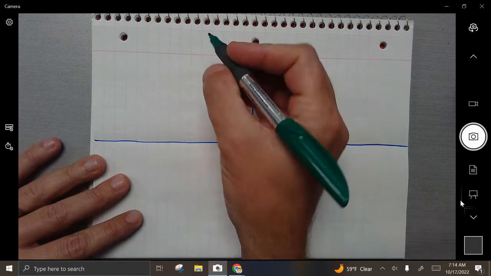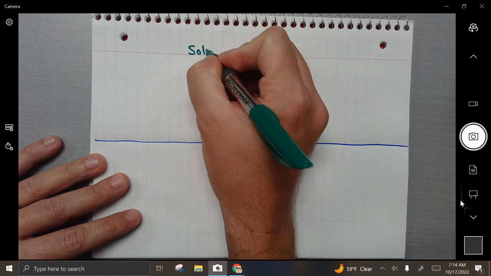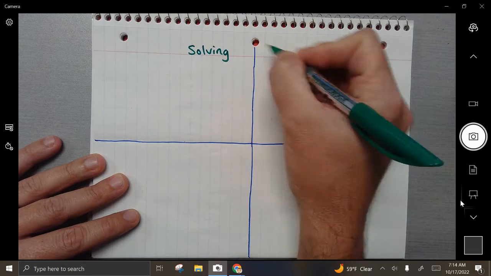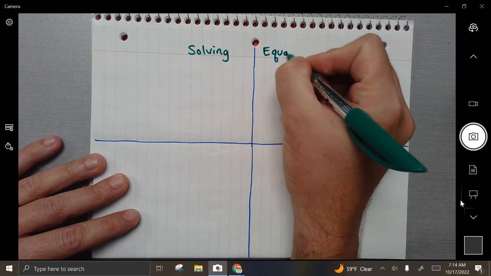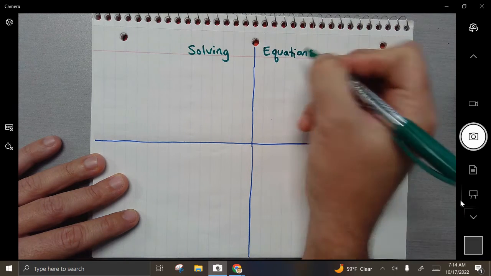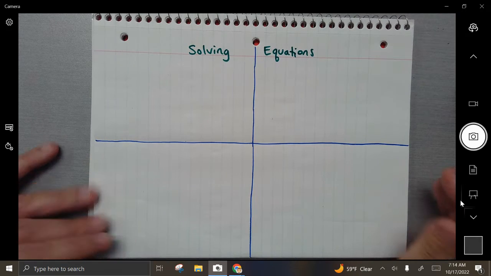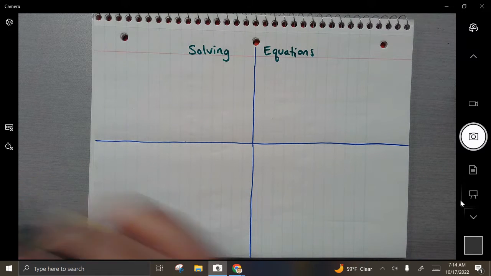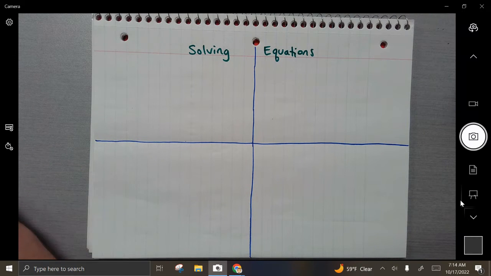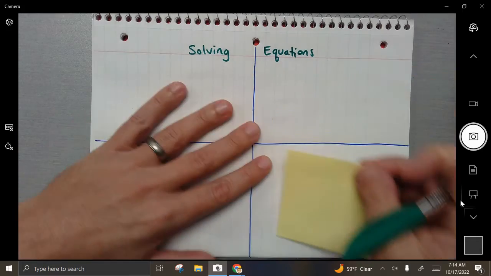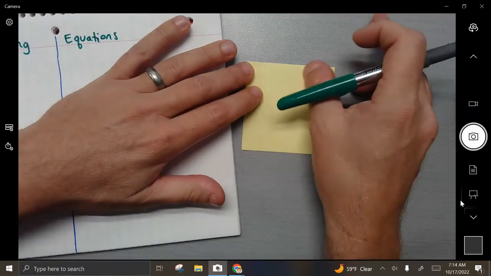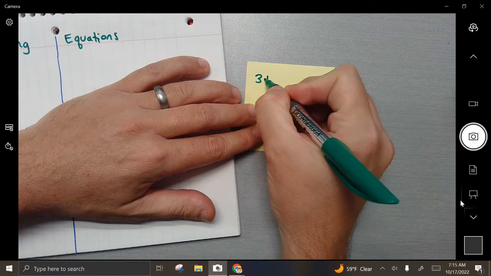So we are solving equations. Right at the top, write solving equations. And this word, equation, okay? I'm going to put this on the side here. This is not for you to write down. This is just a concept for you to think about.